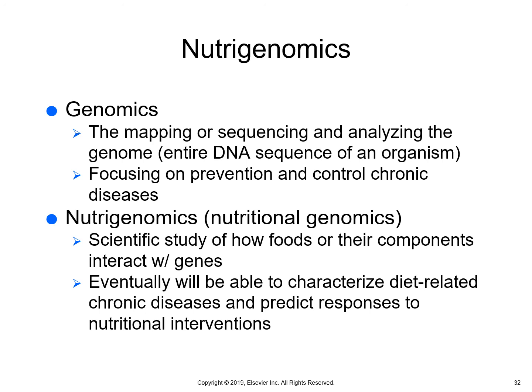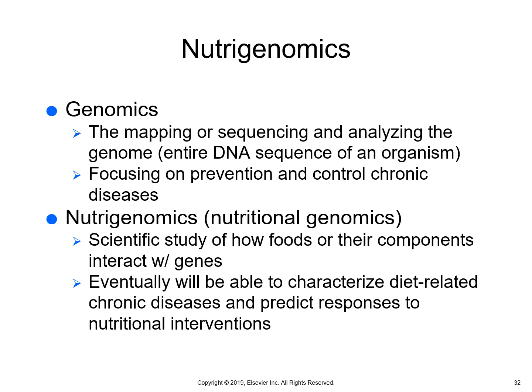Nutrigenomics is a scientific study of how foods and their components will interact with our genes. So eventually, the hope is that we'll be able to characterize diet-related chronic diseases and predict the responses to changing our nutrition. Hopefully, we'll have more control over some of these by making those changes.